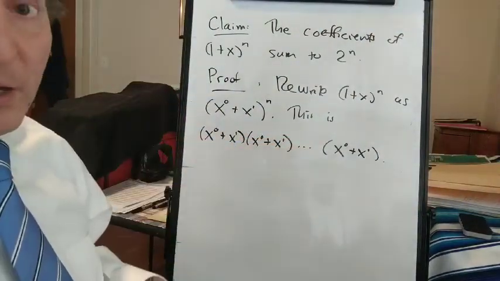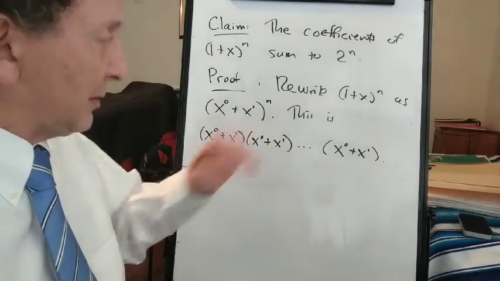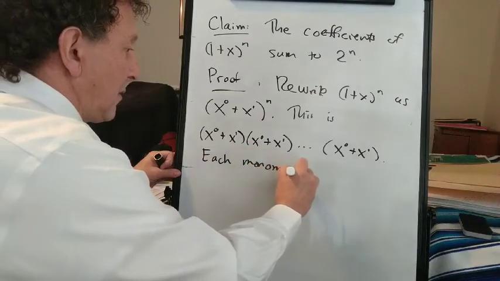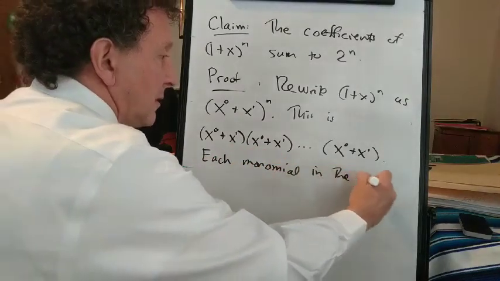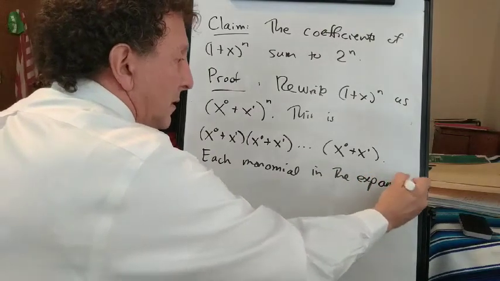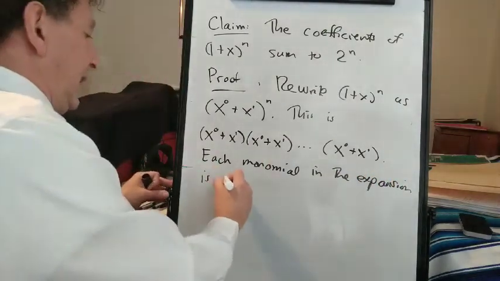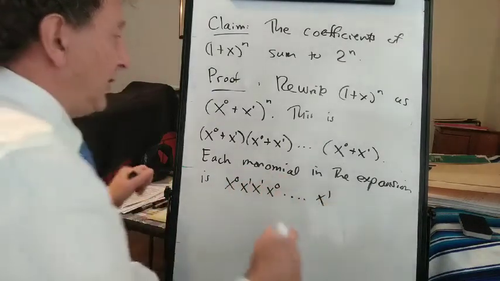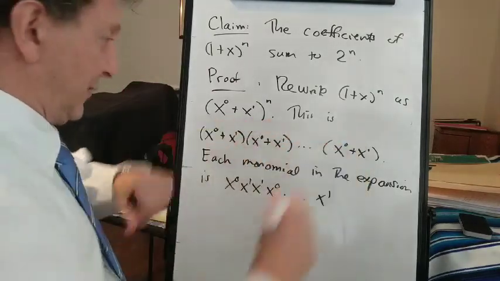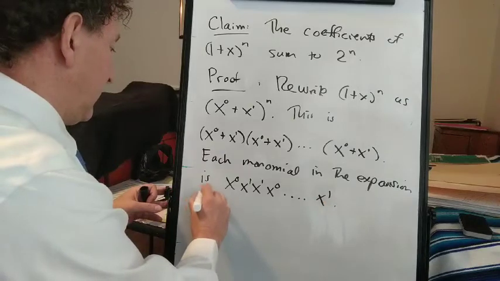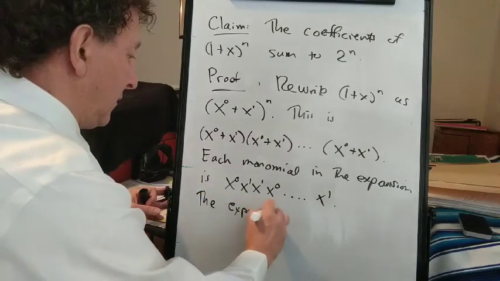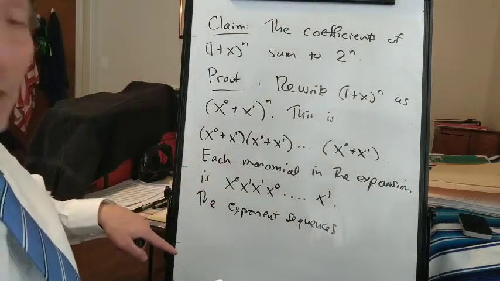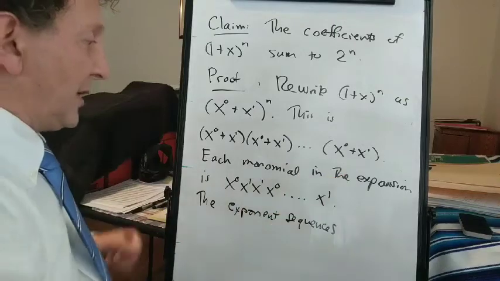Now when we multiply this out, every monomial in the expansion is something like x to the 0th, x to the 1st, x to the 1st, x to the 0th, etc., depending on which power of x we took from each factor. Now the exponent sequences of each of these monomials are just binary words of length n.